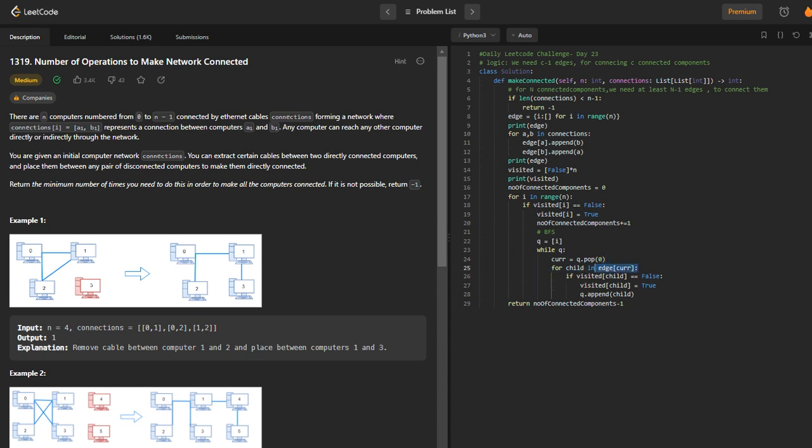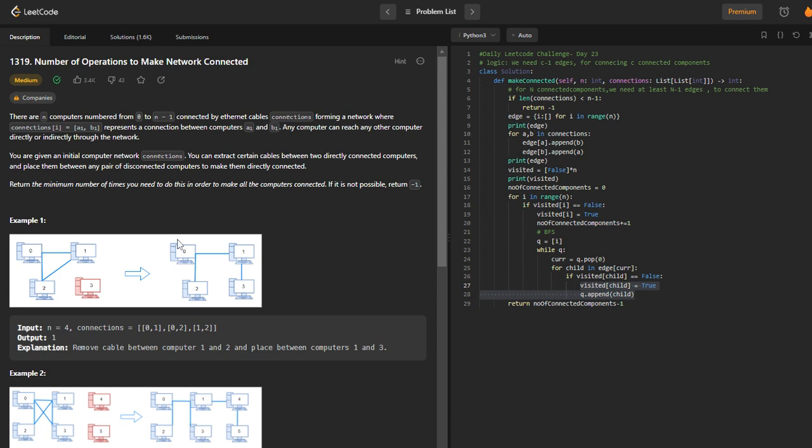what I'm doing here is iterating through the nodes which are connected to the current variable, the current node. So child is the adjacent node of the current node. If visited of child is false, that means the child is not visited, make it true and then insert it in the queue. As I already told you, before inserting a node, I am marking it visited as true. This is the logic I'm following.